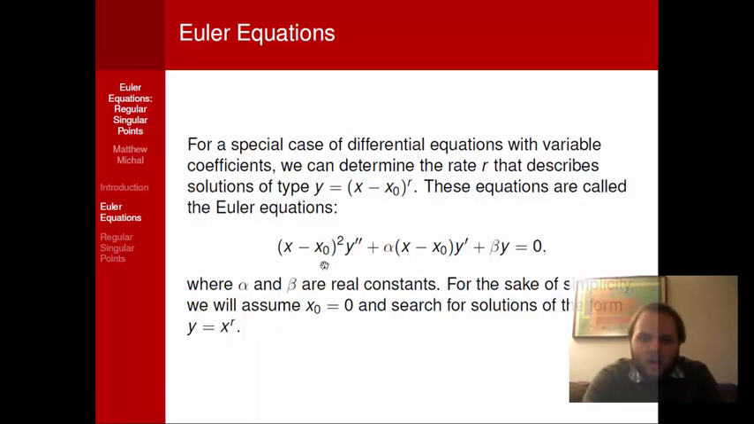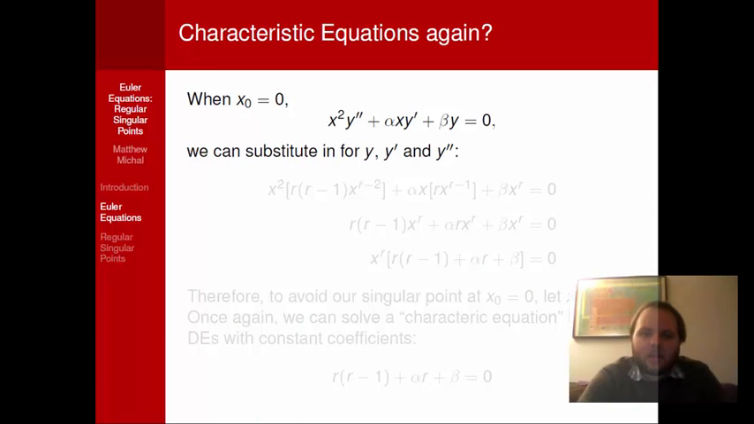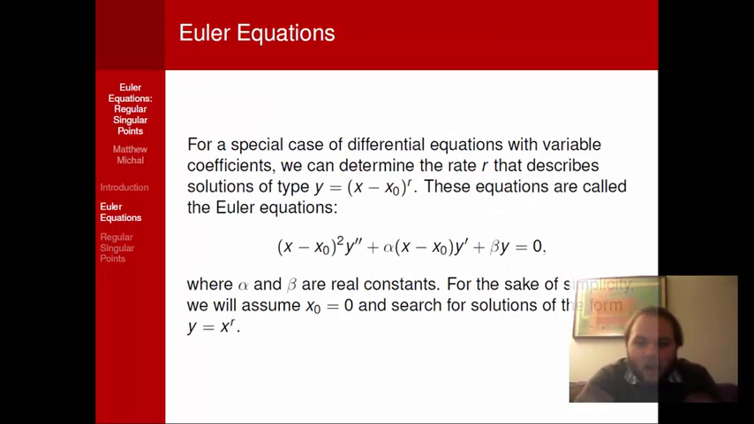Now, for the sake of simplicity, I'm going to be dealing with x not equal to 0, but this works for all cases. It gets really messy if you don't make x not equal to 0, but the method still definitely works. So, when x not is equal to 0, what does this mean? Well, we plug that in, we get x squared y double prime plus alpha xy prime plus beta y is equal to 0. Plug in our assumed solution.